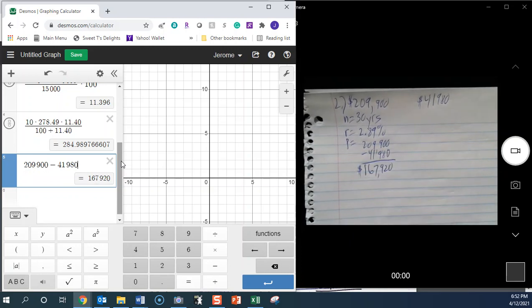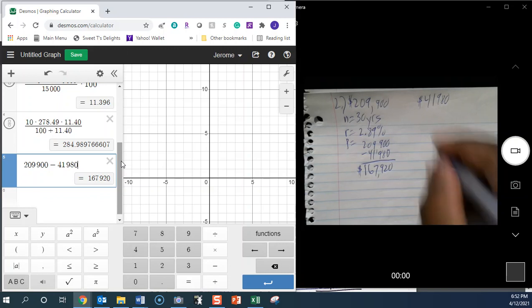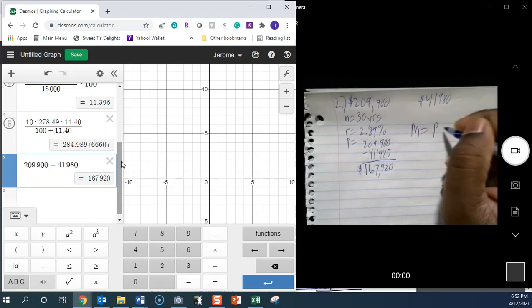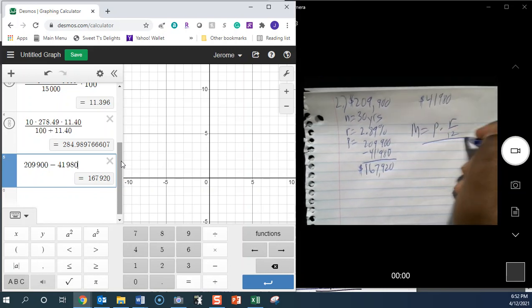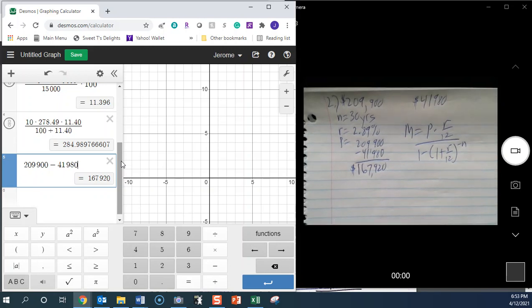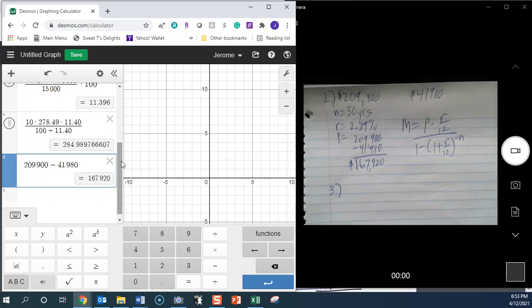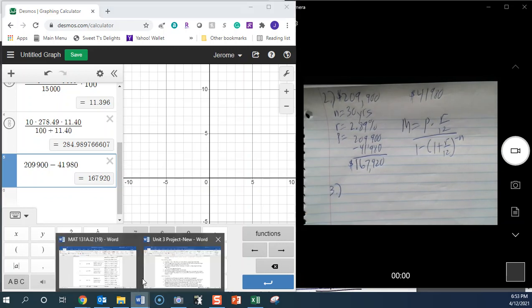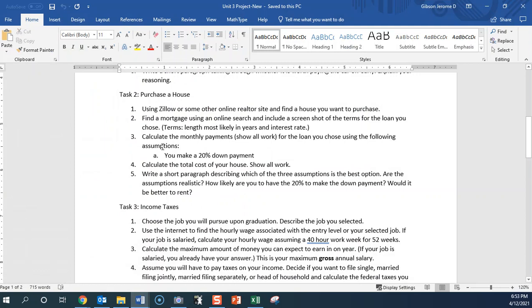And so our principal is $167,920. So now our formula, the monthly payment formula, we have M is equal to P times R over 12, all over 1 minus 1 plus R over 12 to the negative n power. Same formula we just used on the previous example. Okay, so now this will go into number 3. Number 3, they want us to calculate the monthly payment.